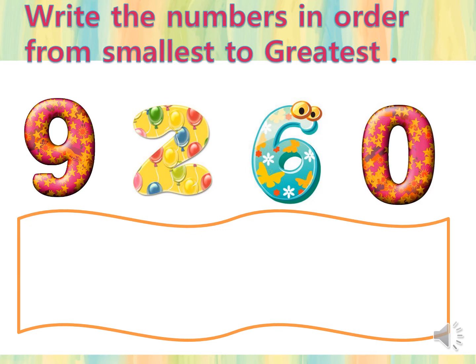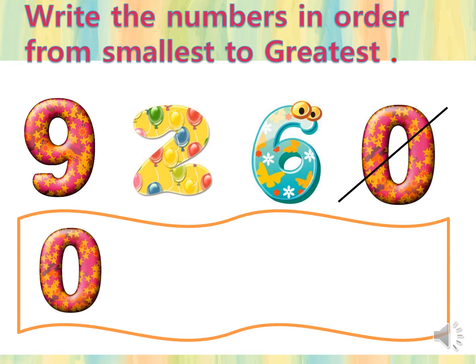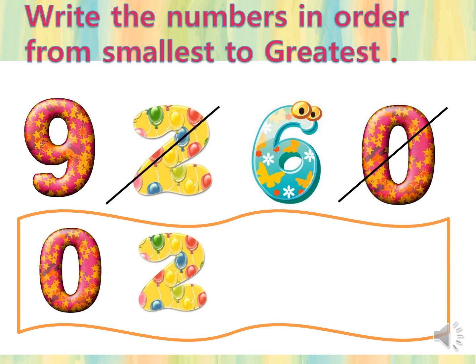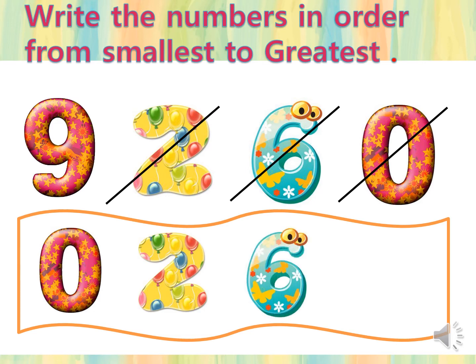Which number is the smallest number? 6? No. 9? No. Which one? 0. So I'm going to put 0 and cancel it. The next number is small. 2. I will cancel it and put it. The next one? 6, and put it here. So the last number I have is 9. I will cancel it and put it.